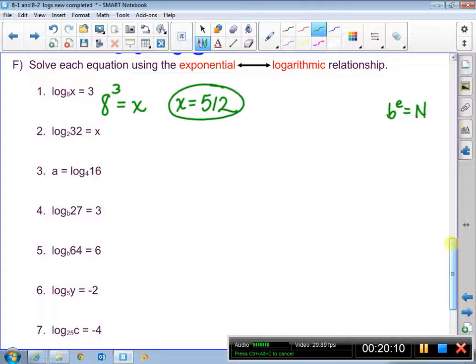Number 2, let's set it up. Base to the exponent equals the number. So you either know this or you're going to start trying powers of 2. 2 cubed, 2 to the 4th, 2 to the 5th, 2 to the 6th. Try something. And it should be 2 to the 5th is 32. Let's skip and do the evens. Number 4, base is b to the third equals 27.